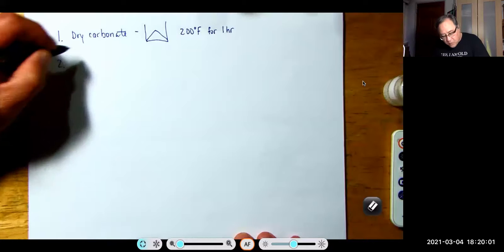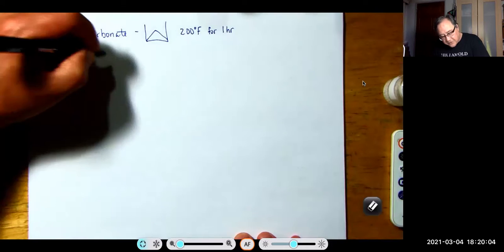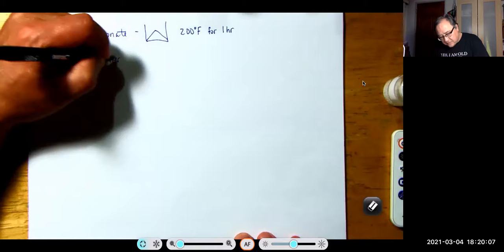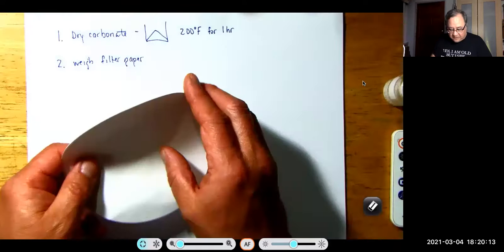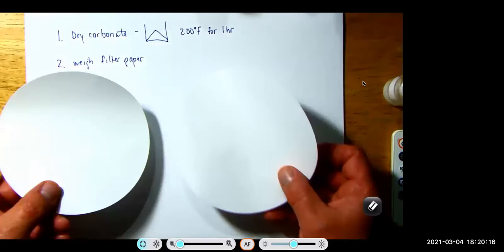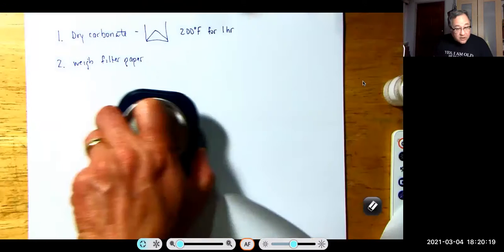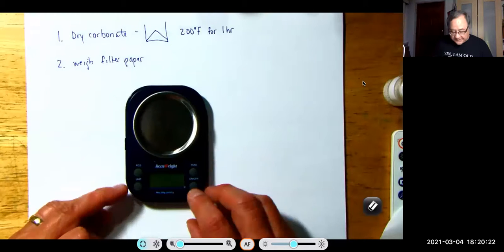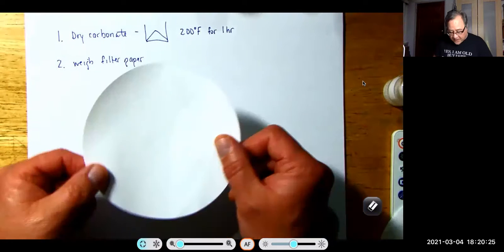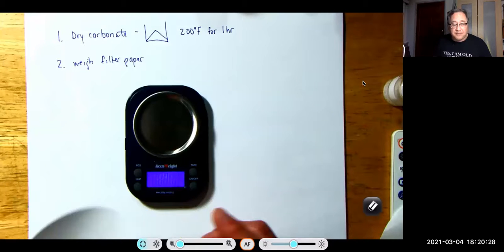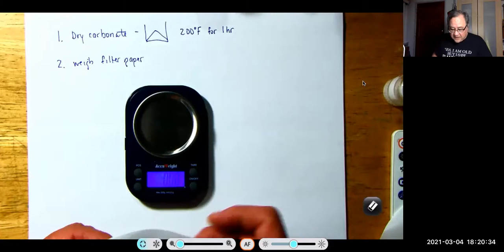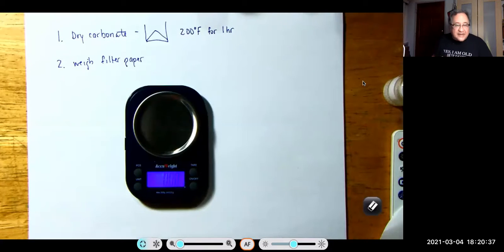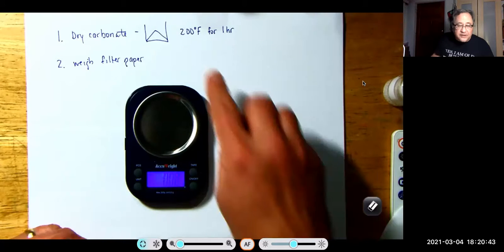Second thing you want to do is you want to weigh the filter paper. Now, the reason you have two filter papers is in case you mess up. Now, you might expect the filter papers to weigh the same amount, and they may weigh very close to the same amount, but probably not precisely the same amount. You want to make sure your filter paper is dry. If it does get wet, you can put your filter paper in the oven at 200 degrees for a few minutes and it will dry. Paper ignites between 400 and 500 degrees Fahrenheit. So at 200 degrees, it shouldn't ignite.